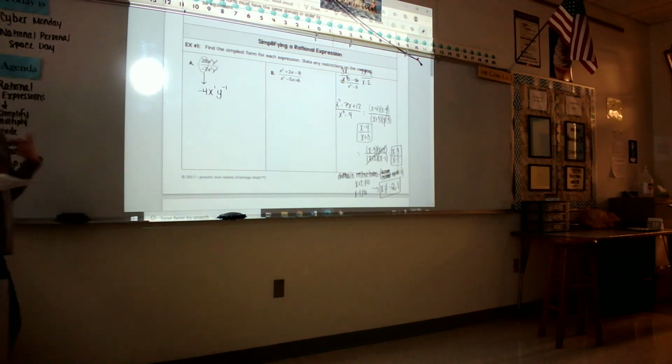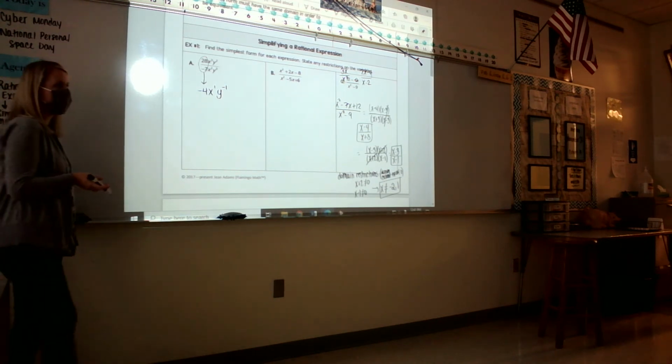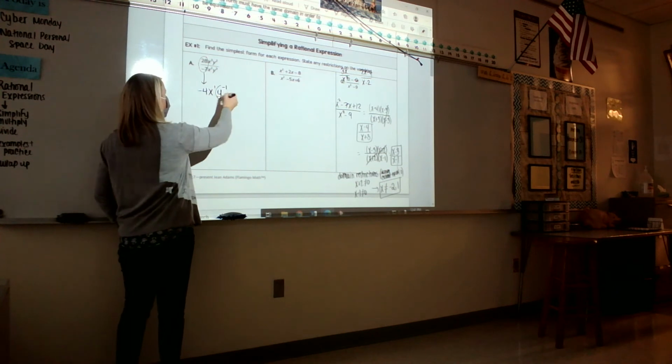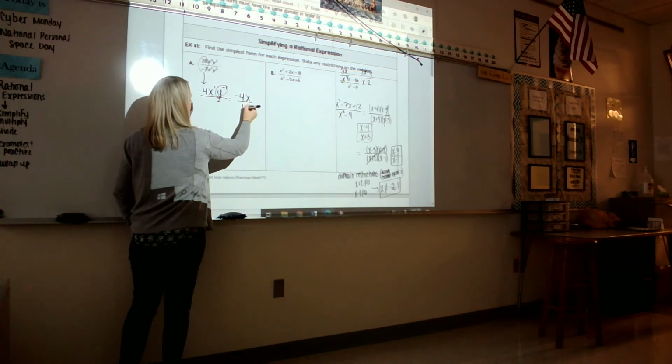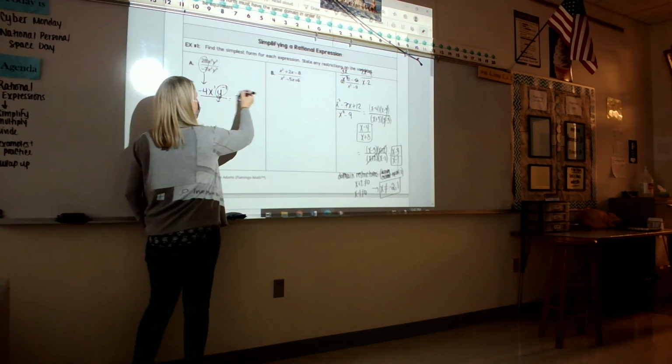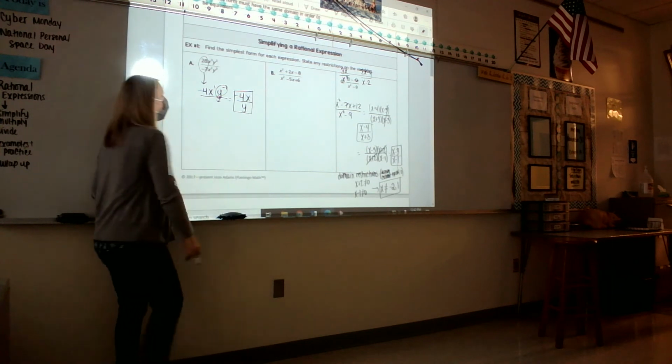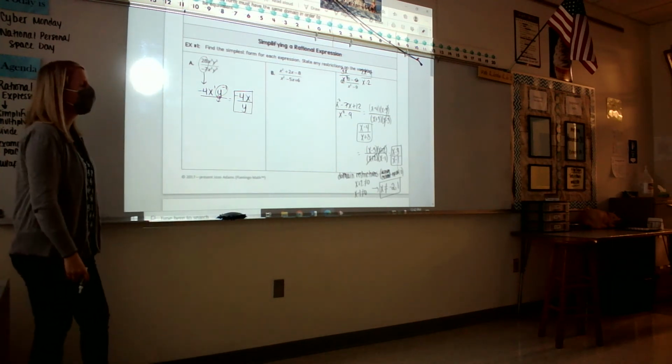The one thing you do have to know from back in the day, once again, I'll show you another way to do it in a second, is that you can't have negative exponents in answers. So if you ever have a negative exponent, you have to flip the side of the fraction that it's on. And you will get -4x over y. That's technically your answer.